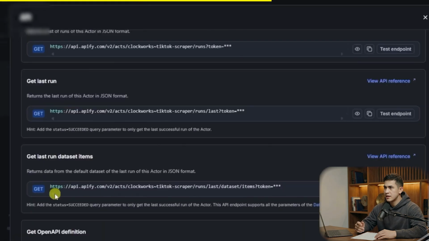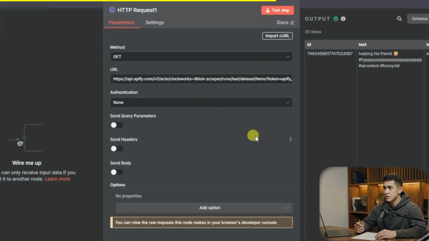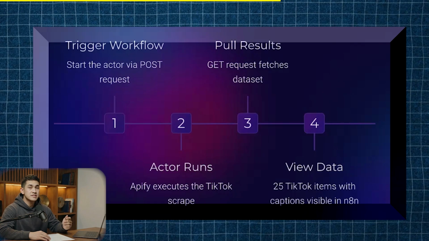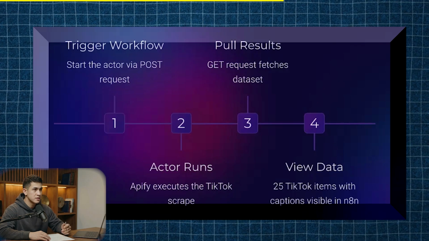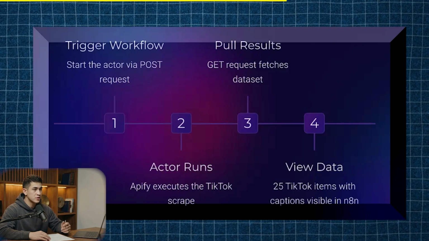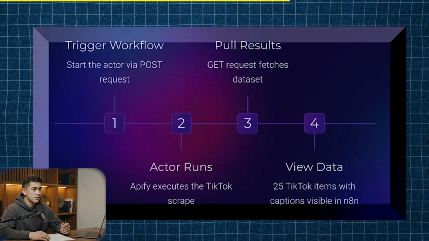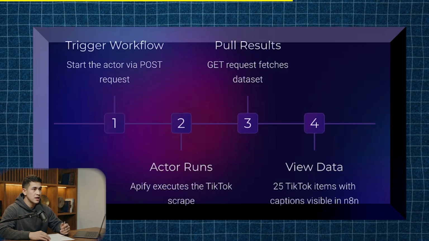Hit test step, and then you should get all the items from your scrape. If it's TikTok, you get the captions, links, video IDs, engagement metrics, whatever it returns. From there onwards, you can put it into your CRM or whatever you decide to use. Very simply put, you start the actor via POST, which gives you the request. The actor runs, which executes the TikTok scrape. Then you pull, which is the GET request fetching the dataset, and you get the actual data. If it was TikTok, you would see the 25 TikTok items with captions visible in n8n.